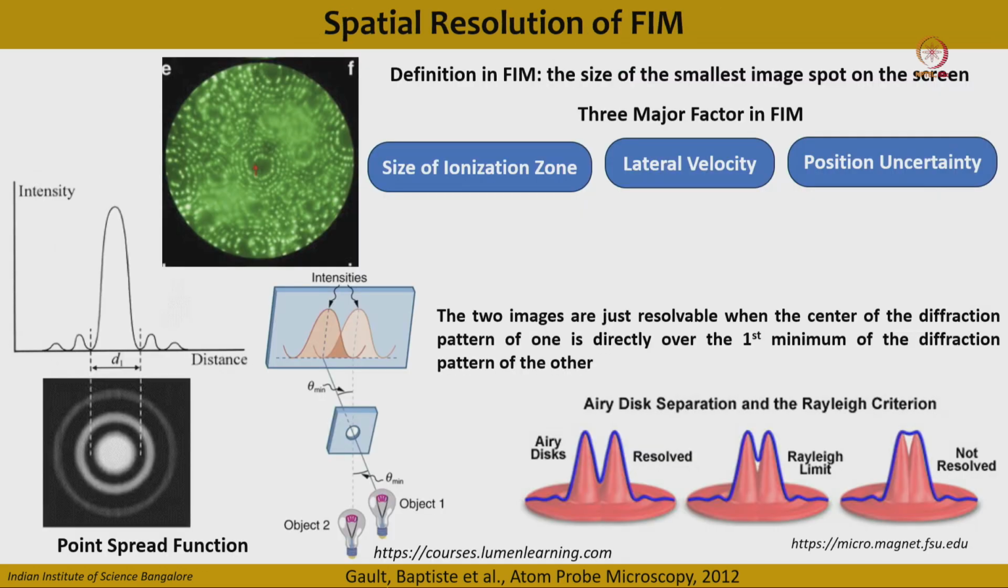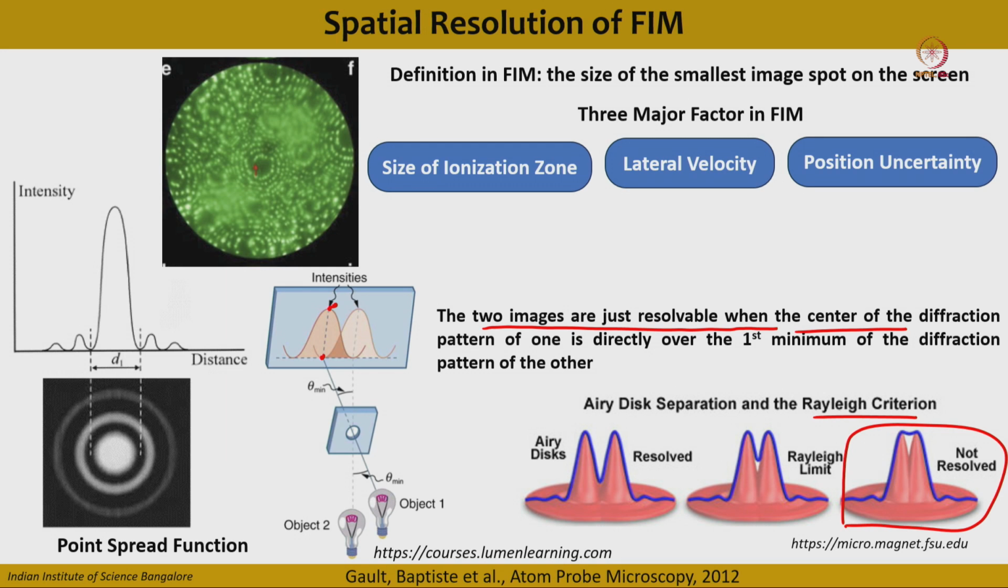Now we also discussed a little bit about the resolution of a microscope, and how it can be compared to the FIM. Usually the resolution of a microscope is defined such that two images are just resolvable when the maximum intensity of the diffraction pattern of one image overlaps with the minimum intensity of the other image. That is Rayleigh's criterion of resolution. If these two points overlap, then you cannot resolve the two object features. This is a typical definition of resolution in a microscope.